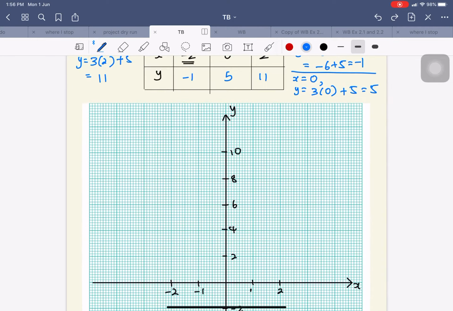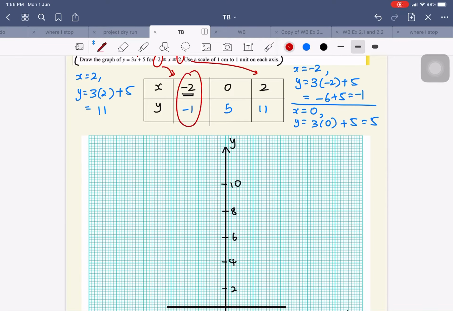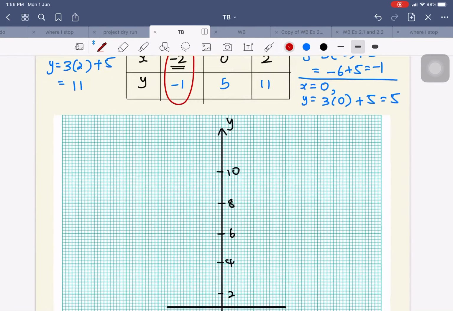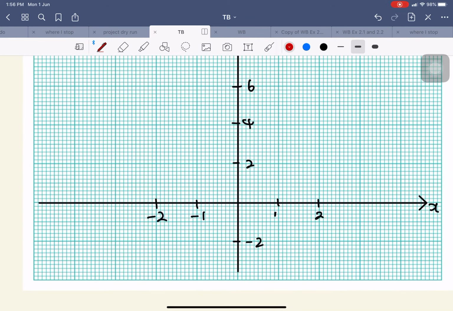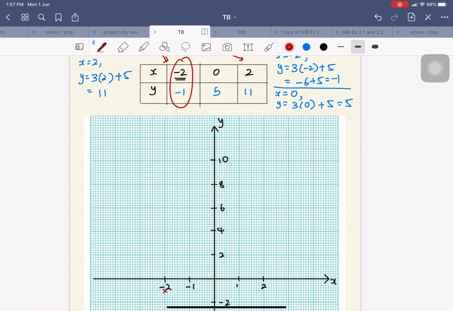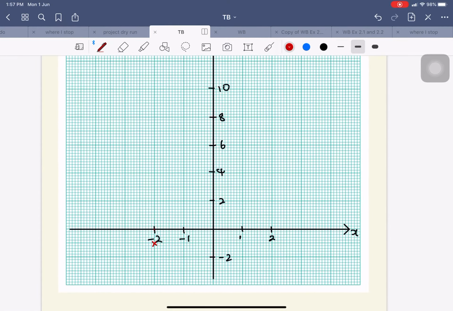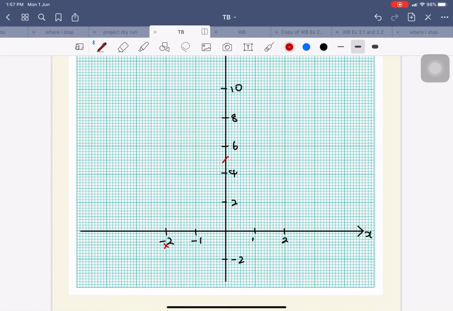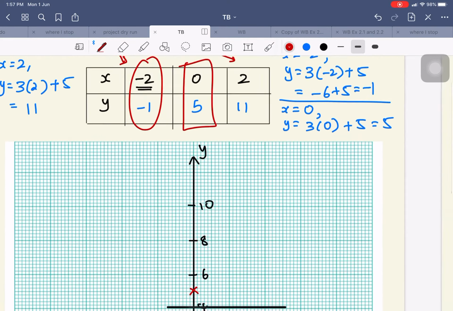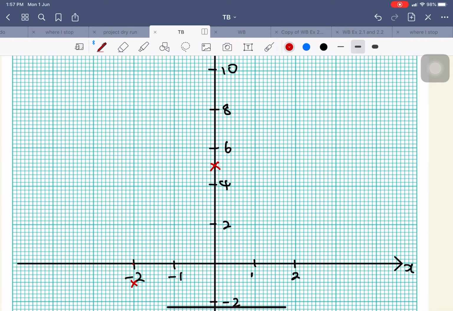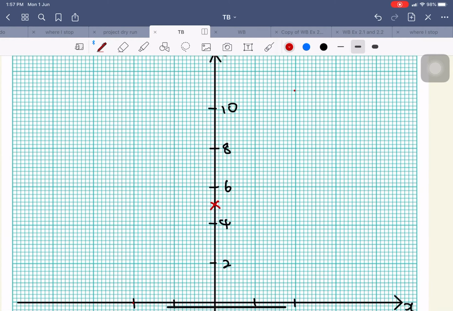Now, to mark the 3 points, this is the first point: -2, -1. So x is -2, y is -1. I mark it with a cross here. Next, 0, 5. X is 0, y is 5. So 5 is in between 4 and 6. And finally, x is 2, y is 11. So here, because this is 12.